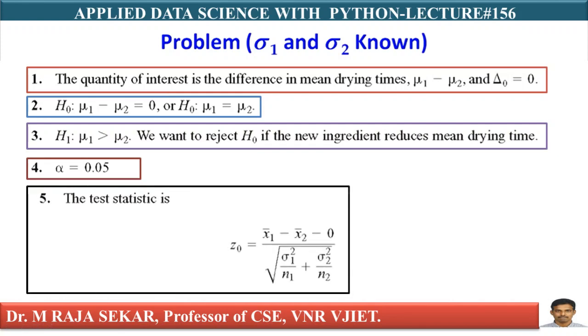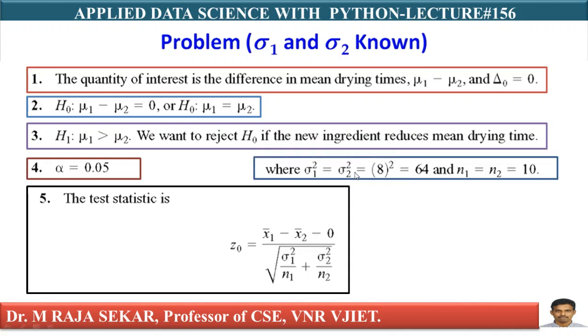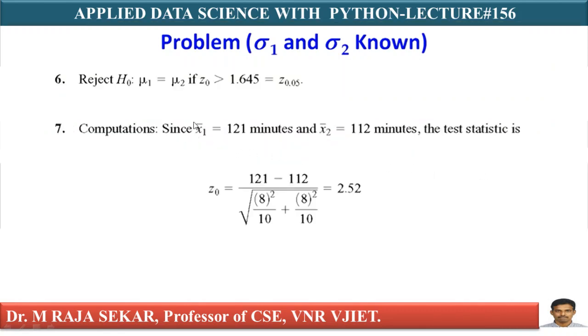My formula says the test statistic is x1 bar minus x2 bar divided by the square root of sigma 1 square by n1 plus sigma 2 square by n2. We know x1, the first sample mean, x2, the second sample mean, n1 and n2, both 10. The standard deviation is the same for both cases, 8, so sigma 1 square equals sigma 2 square equals 8 square, that's 64.